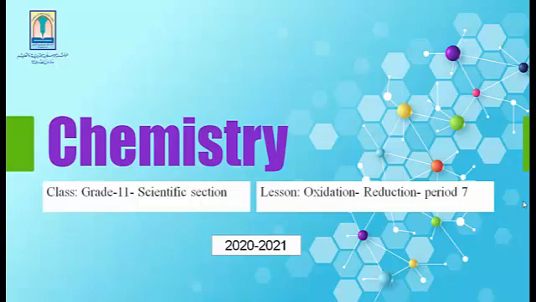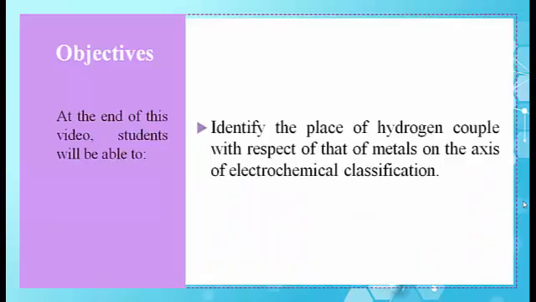During this video we are going to complete our lesson about oxidation and reduction, about the idea of the H+/H2 redox couple. By the end of this video you will be able to identify the place of the hydrogen couple with respect to that of metals on the axis of electrochemical classification. The materials needed during this session are your pen and your chemistry notebook.